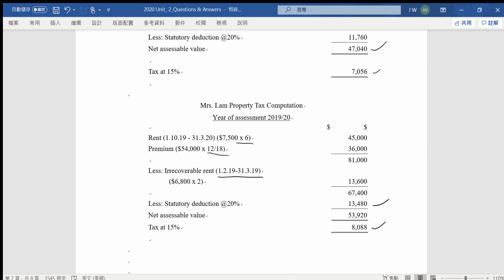Now be careful about the settlement by the deposit. That will be in next year, 2020 and 21. And then for this year of assessment, Mrs. Lam should include one more income, okay, that is the recoverable rent. But in this year, we will deduct the irrecoverable rent first. That's why when you read the question, you should be careful about the timing of those events that happen.